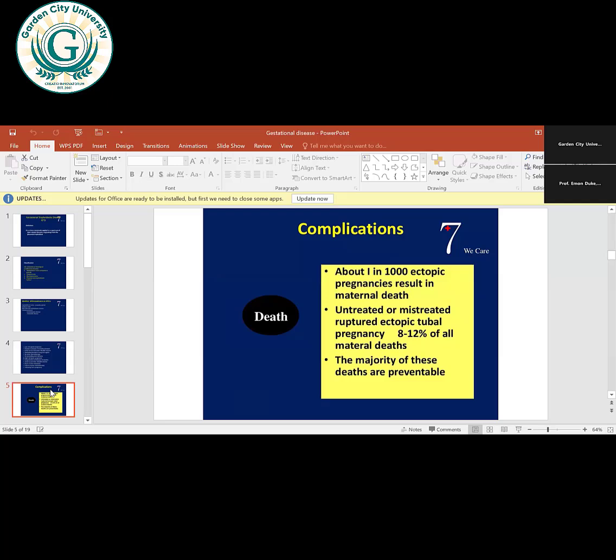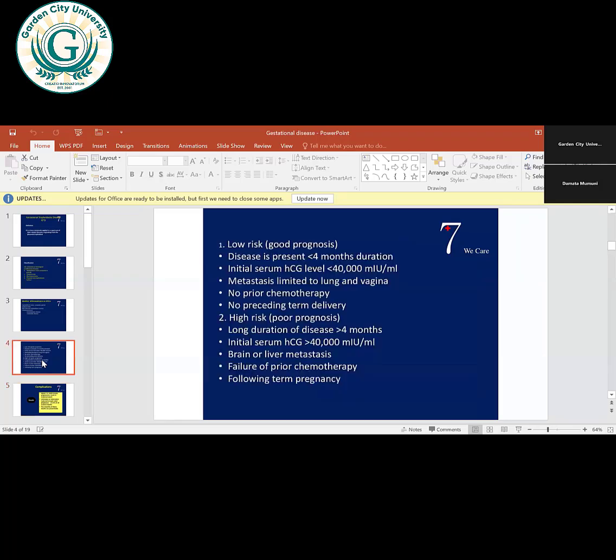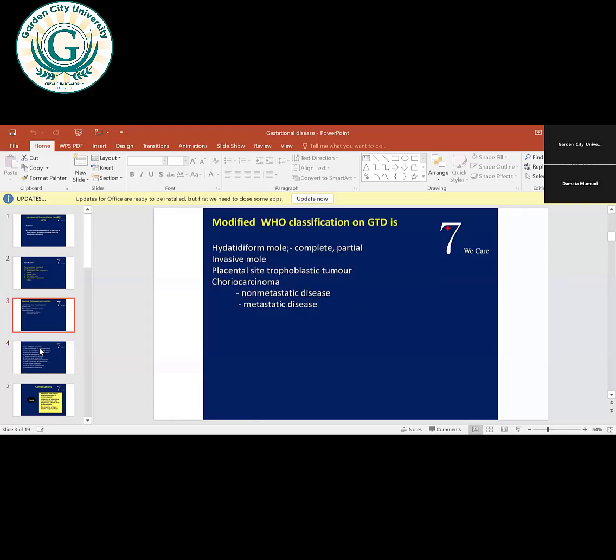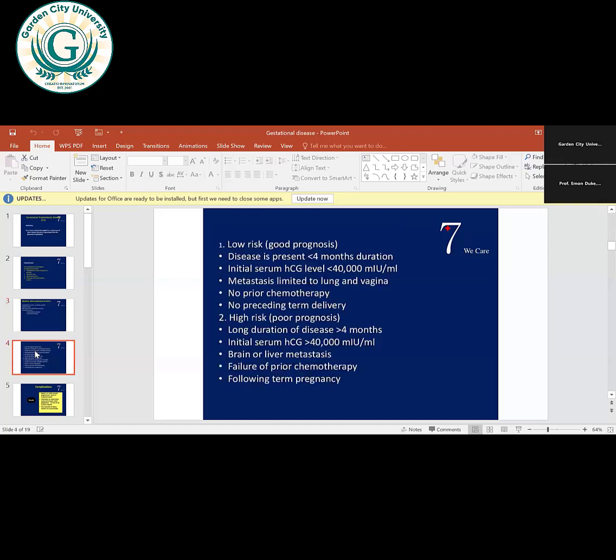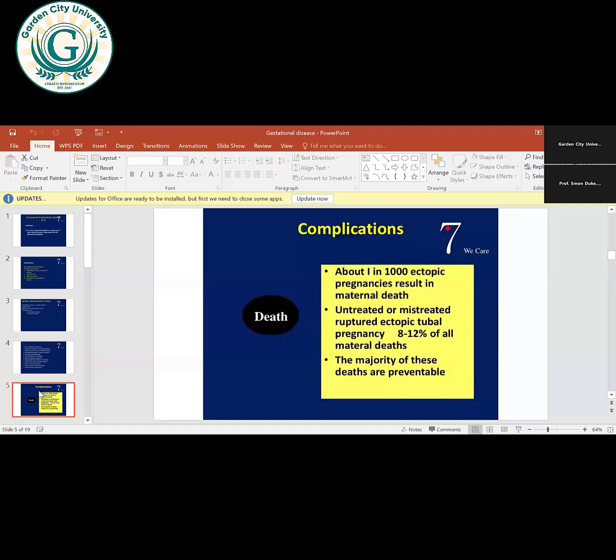Is a concern on the high and low risk. Are they talking under the choriocarcinoma, where we have the non-metastatic and the metastatic? Either the low is going for the non-metastatic and the high is going for the metastatic disease. Yes. That is what it is. Okay, thank you very much.